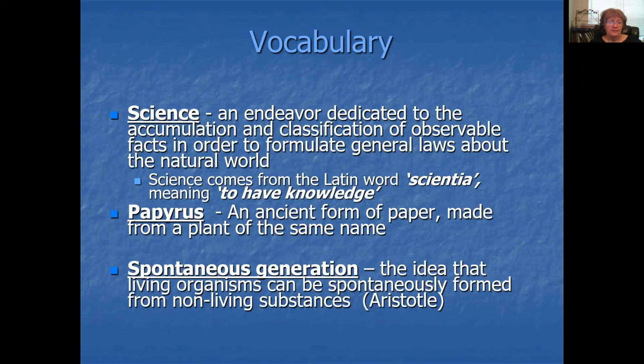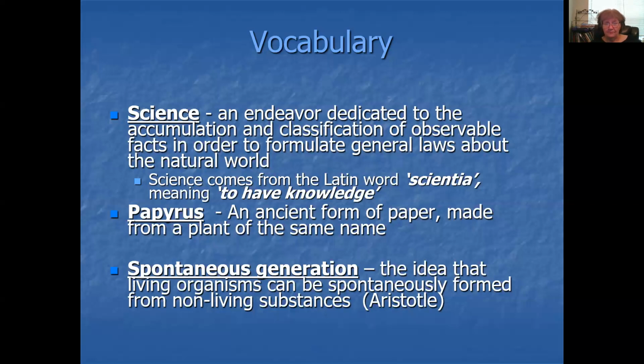Okay? All right, and then the last definition is spontaneous generation. Now, this is an idea that came about through Aristotle. We'll talk about Aristotle. He thought that living organisms could spontaneously, like poof, form from non-living things. Now, that may seem silly today, but that was an accepted scientific belief until the 1800s. Pretty recent, actually, when you think about how long ago Aristotle was.